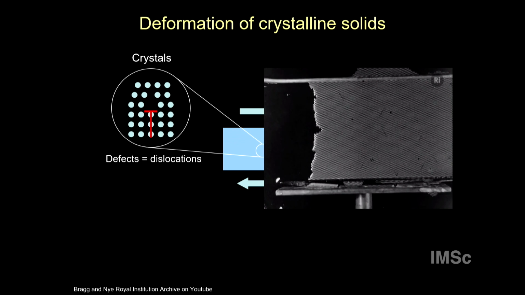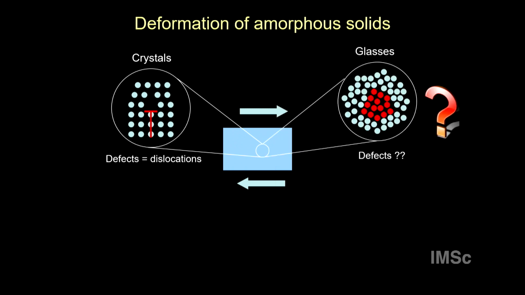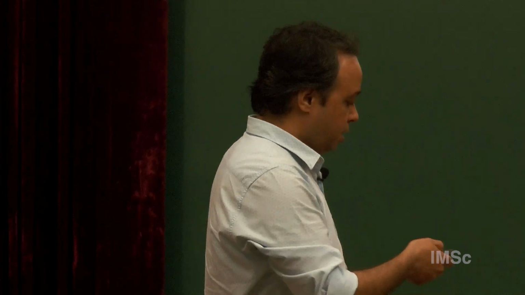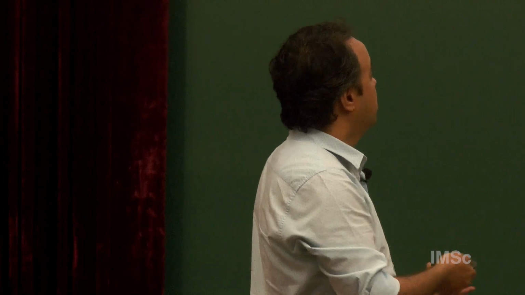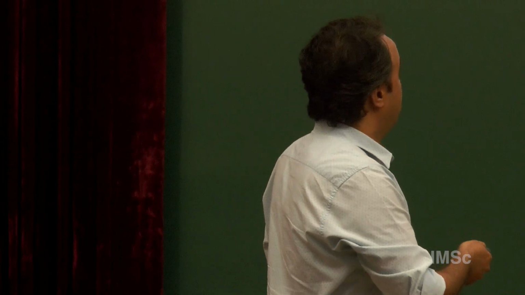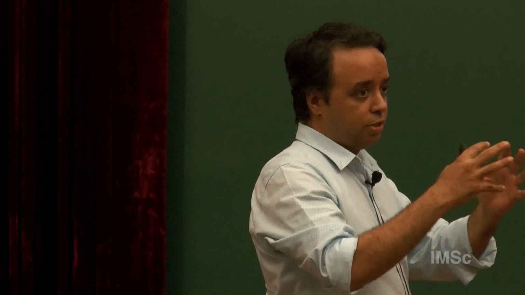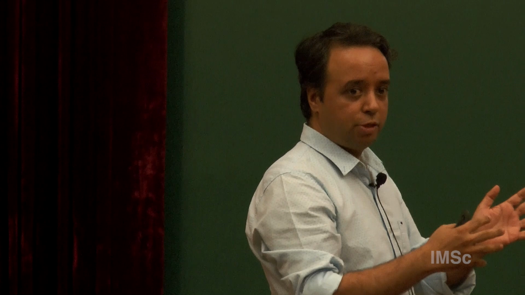So this is very well understood. Now the question is, can we extend these ideas to glasses or amorphous solids? And the answer is no, because unlike crystals, glasses do not have an underlying lattice. So identifying what is a defect in glasses is going to be difficult. Over the years we have come to an understanding, there is a good agreement on what defects are in glasses: plasticity in these materials occurs due to localized rearrangement of particles.